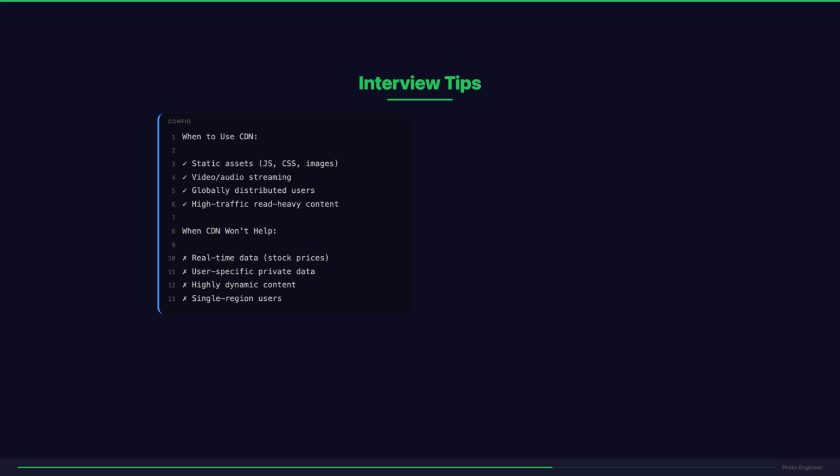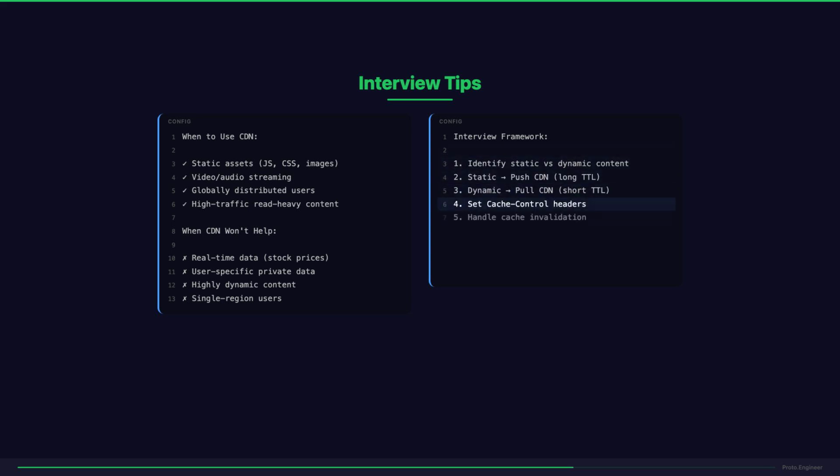For high-traffic read-heavy content. When a CDN will not help. Real-time data like stock prices, because even a few seconds of caching is wrong. User-specific private data that should not be on a shared cache. Highly dynamic content that changes on every request. Single-region users where edge caching adds no benefit.